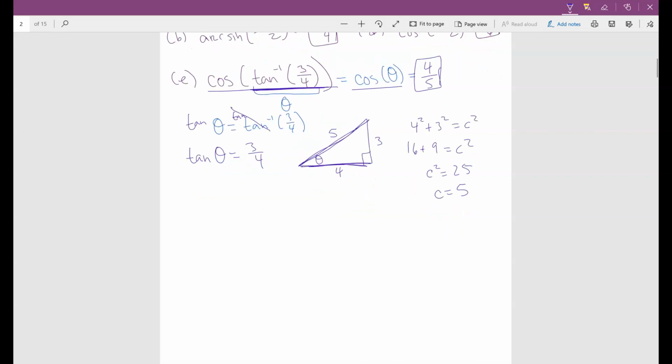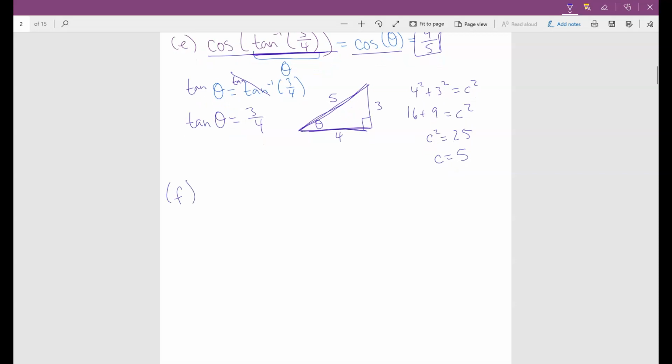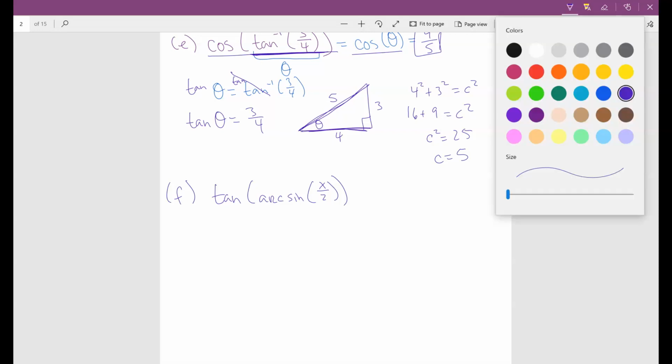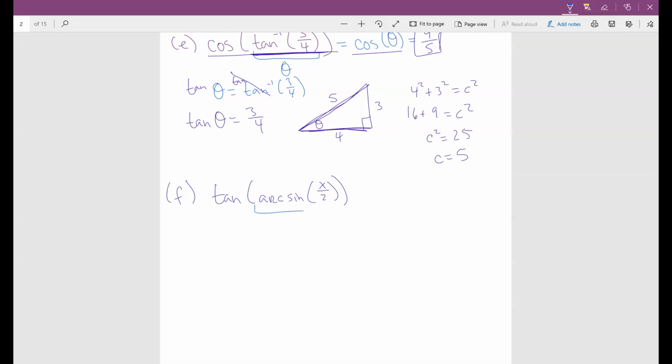Okay. So now let's try this one. Let's say we wanted to do the tangent of arc sine of x over 2. So let's say we have something that had an x. Well, we're still going to do the same thing. The first step is to let your inside, which usually has an inverse, be equal to theta. So we're going to set the inside equal to an angle. Let's say that's phi. Let's call it something different. So this is going to be tangent of phi.